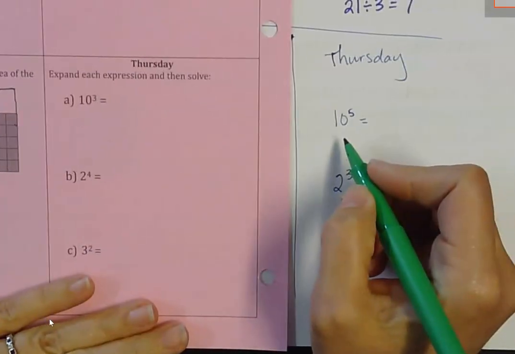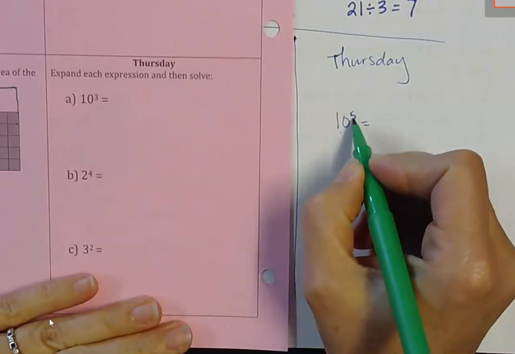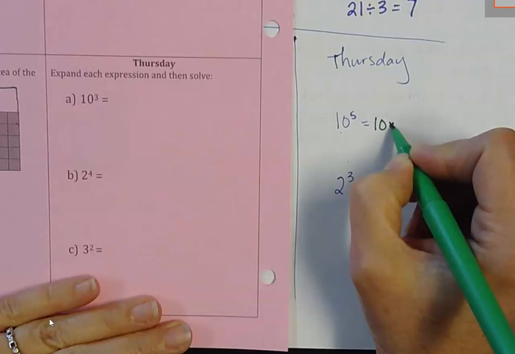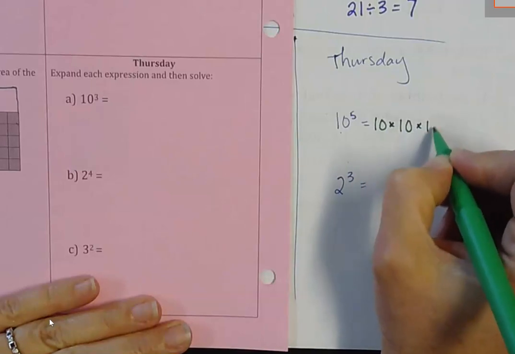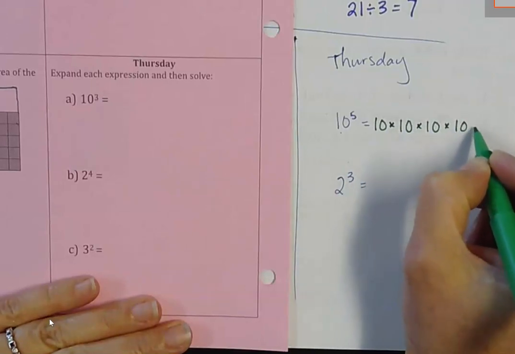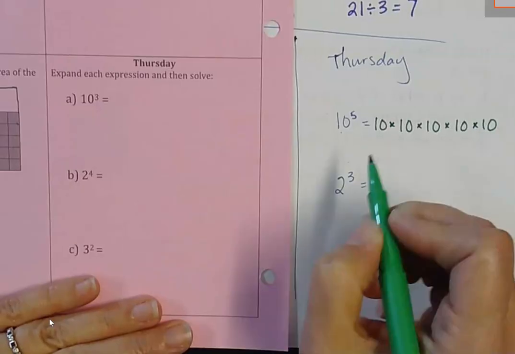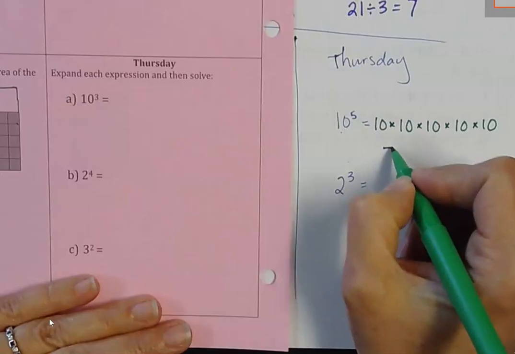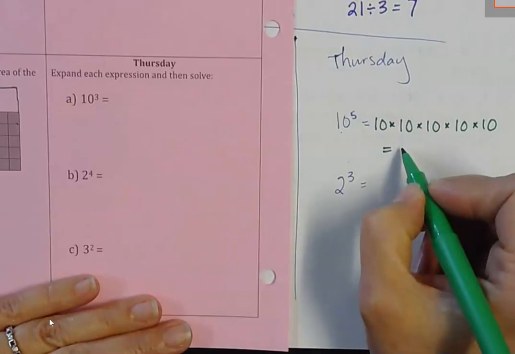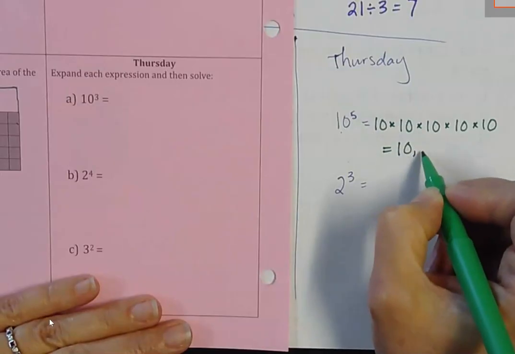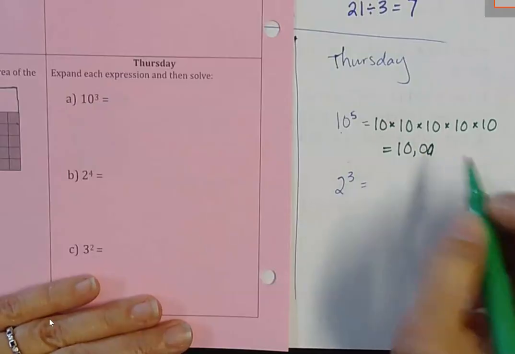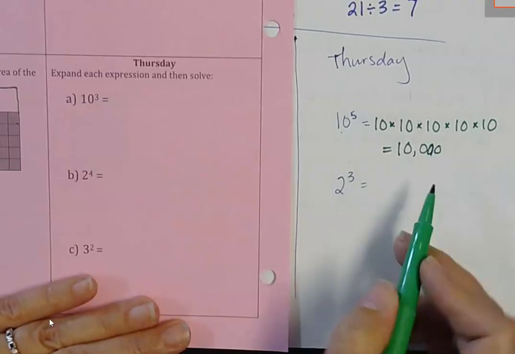So I'm going to do these examples over here. This is 10 to the 5th power, which means 10 times 10 times 10 times 10 times 10. Wow. So this is my expanded form, and it is going to equal, oops, I did not need a comma right there. Sorry. Okay, 10,000.